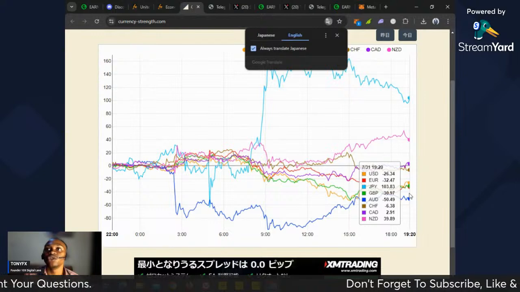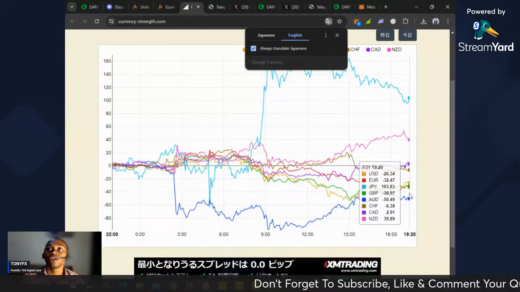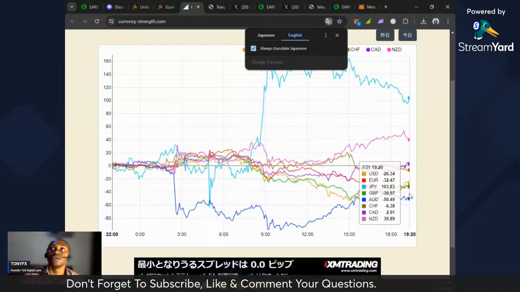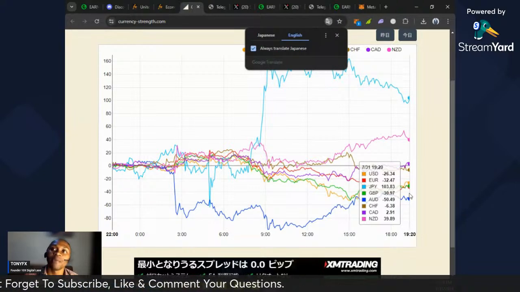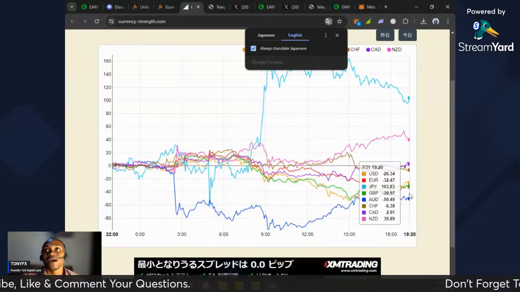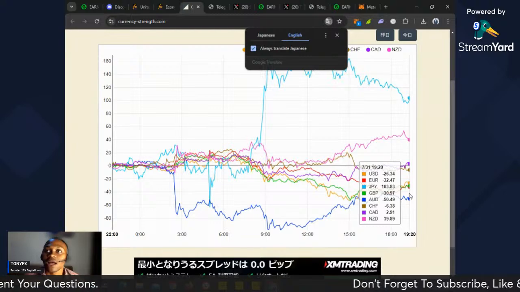Overall, AUD is still the weakest currency. The dollar is gaining ground against every other currency: JPY, NZD, CAD, and CHF. So I'm pairing AUD against the dollar, which is gaining ground, so that we can sell. So that's what I did.